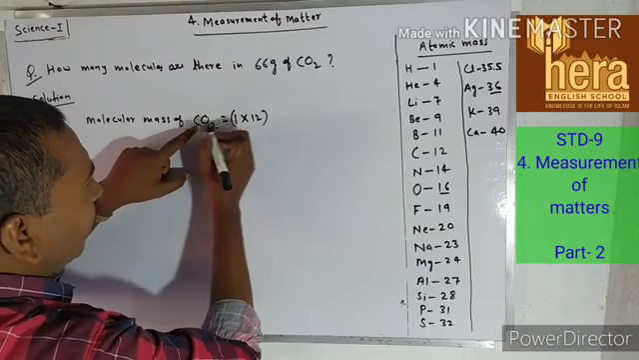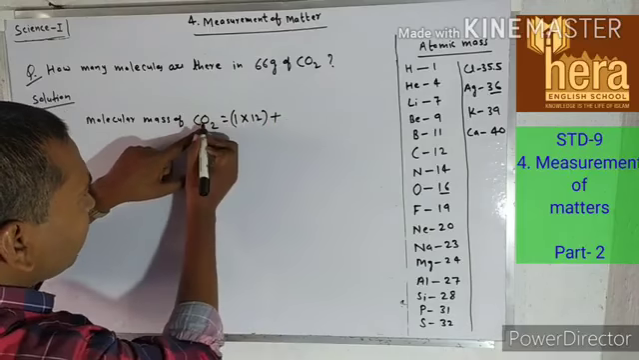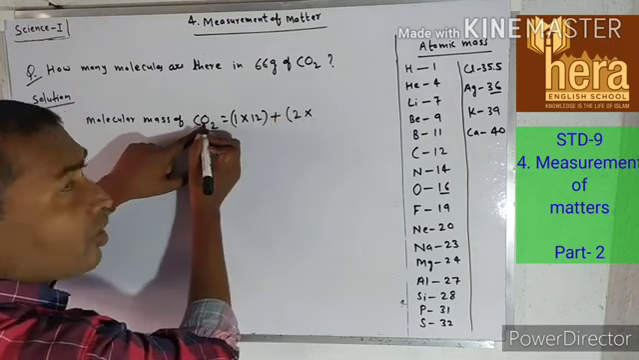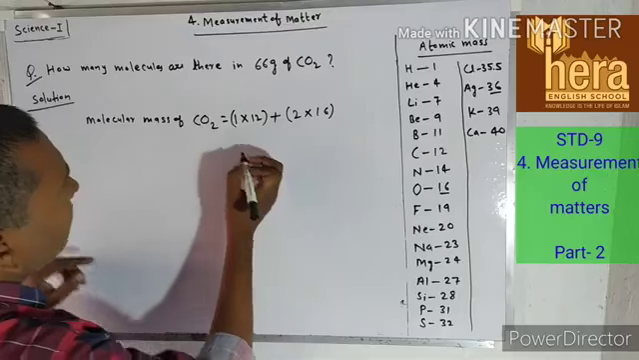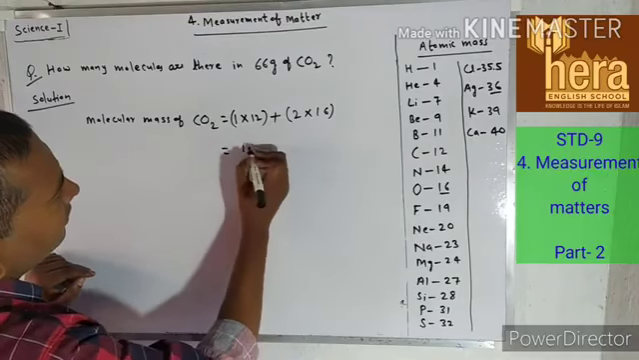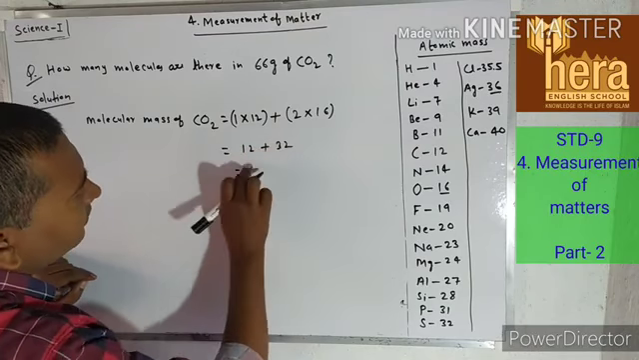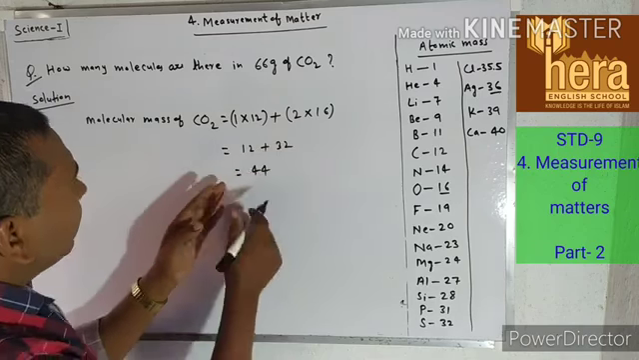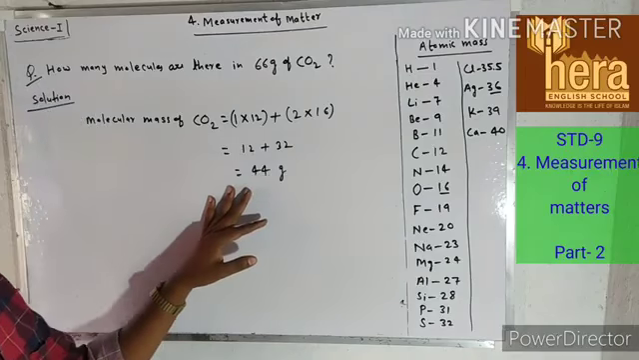In between, now we are calculating atomic mass of oxygen. So we will put here plus. Number of oxygen atom is 2. Put the bracket 2 into atomic mass of oxygen 16. So this will be equal to 12 plus 32. That will be equal to 44. Now write here gram.